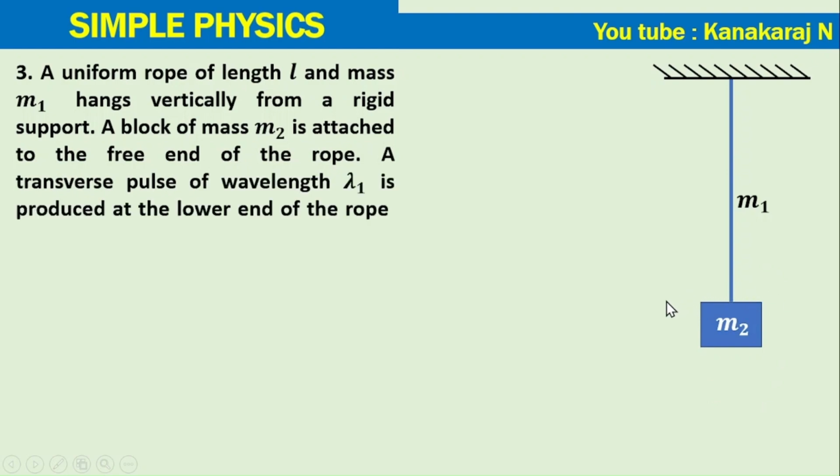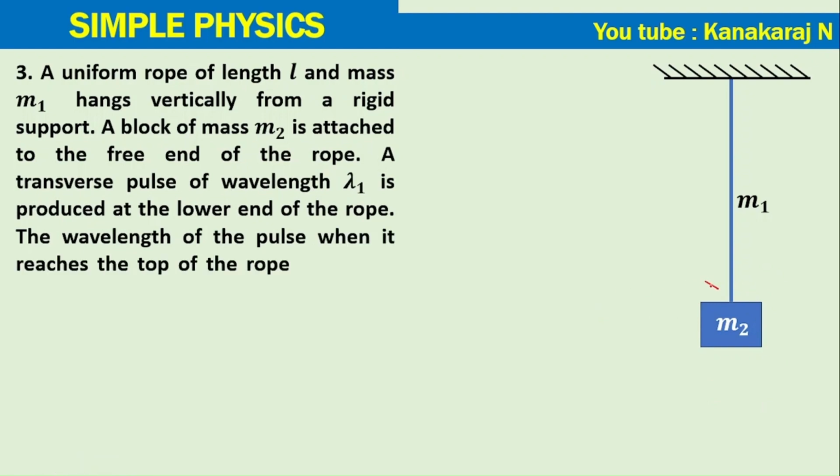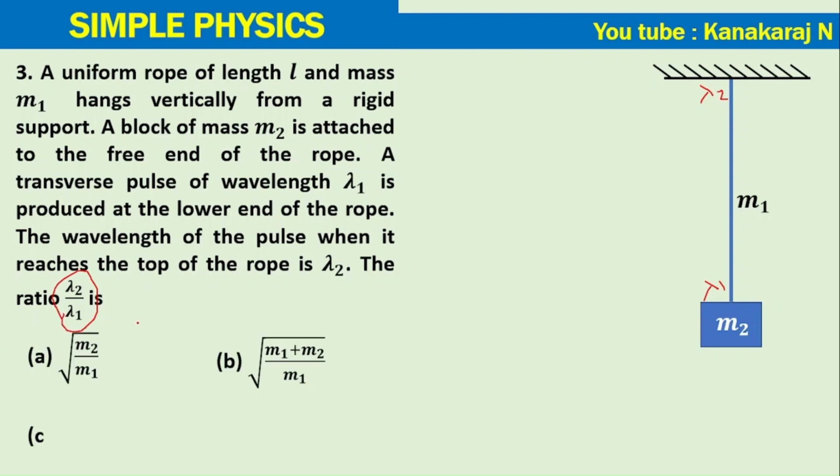A transverse pulse of wavelength lambda 1 has been set up at the bottom of the rope, whereas its wavelength at the topmost point of the rope is lambda 2. We are asked to find what is lambda 2 upon lambda 1. There are 4 options given.